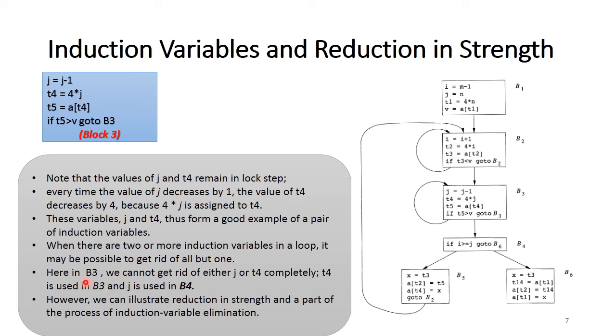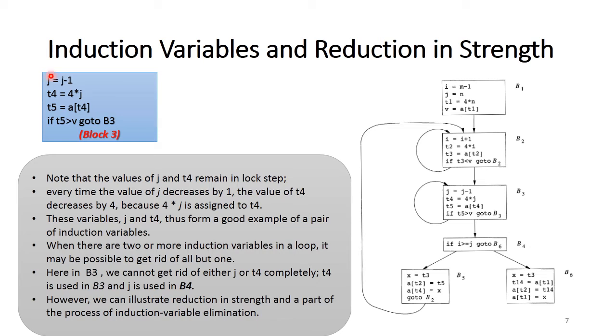Here in B3, we cannot get rid of j or T4 completely, because T4 is being used in B3 and j is being used in our block B4. However, we can illustrate reduction in strength and a part of the process of induction variable elimination.